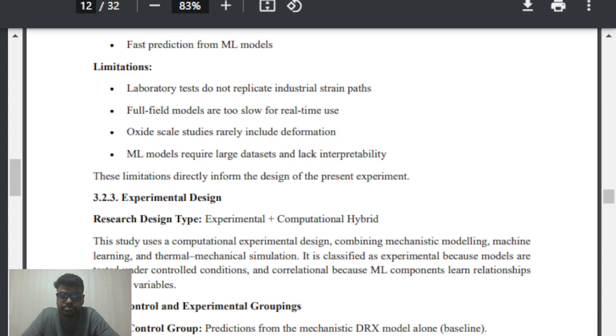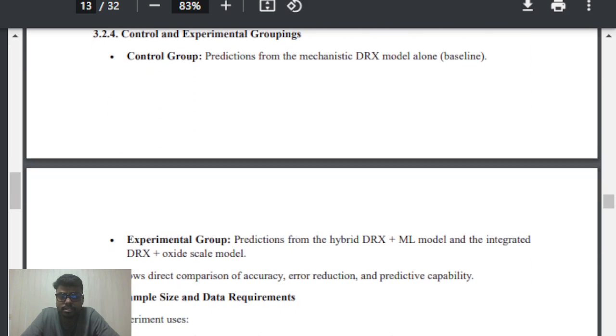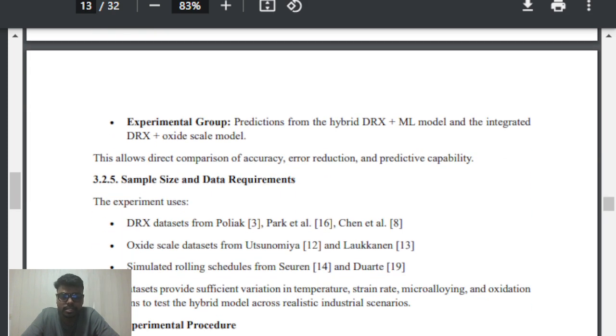The data will come from published DRX datasets, oxide scale studies, and simulated rolling schedules. These include datasets related to temperature, strain rate, microalloying effects, oxide scale thickness, and rolling schedules. The model will first be benchmarked against them, and then the hybrid model will be evaluated to see whether it improves prediction under more realistic hot rolling conditions.